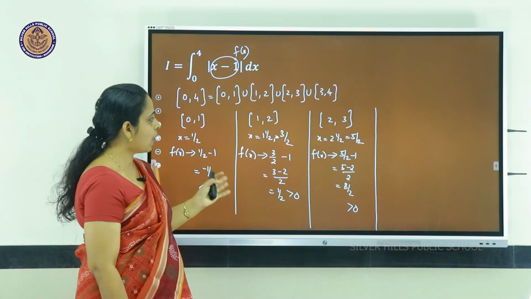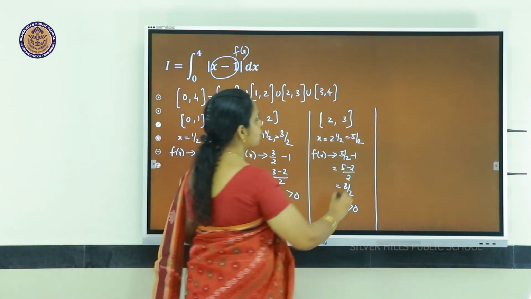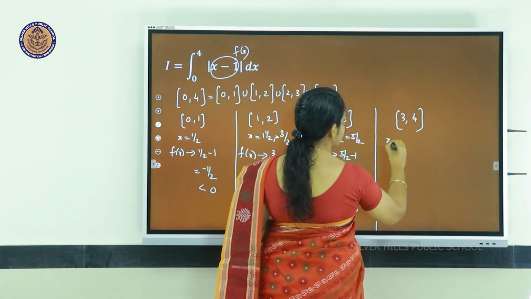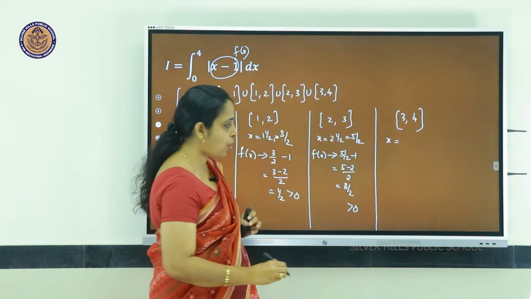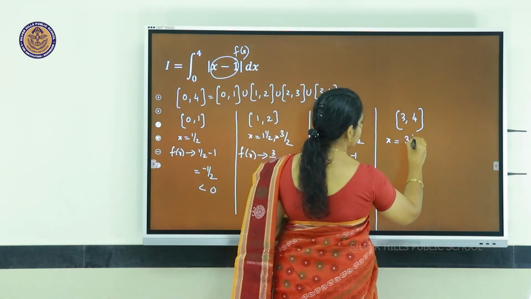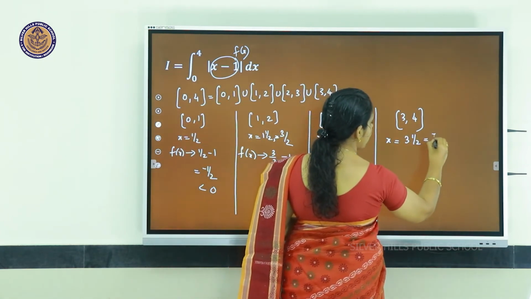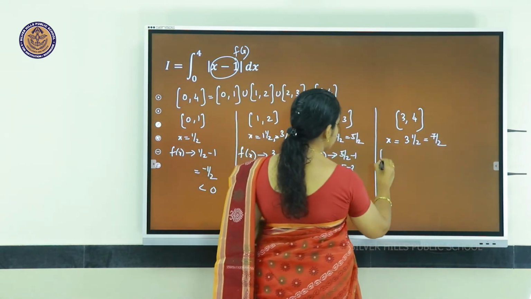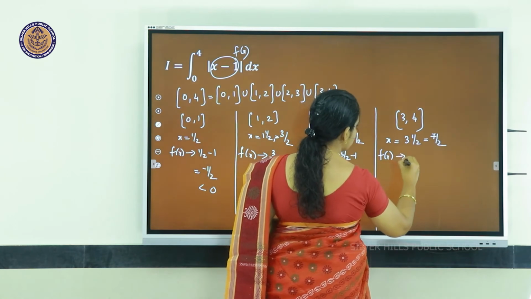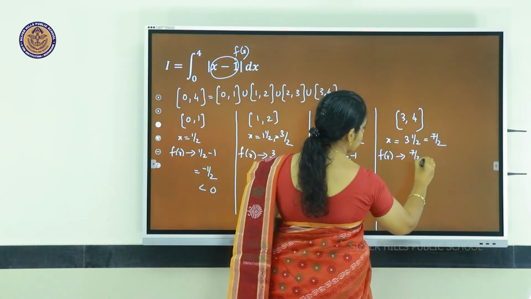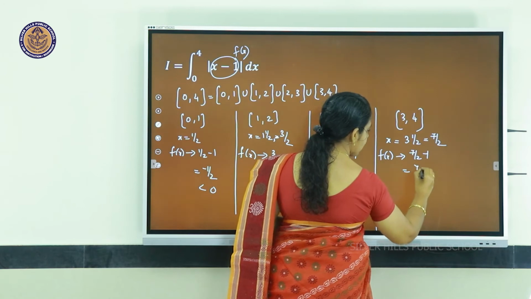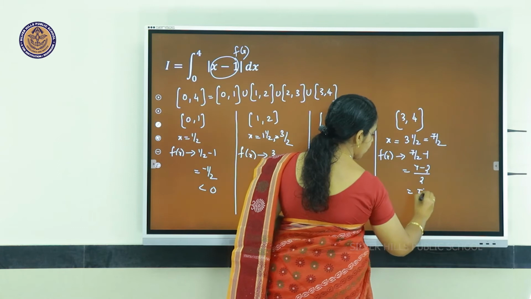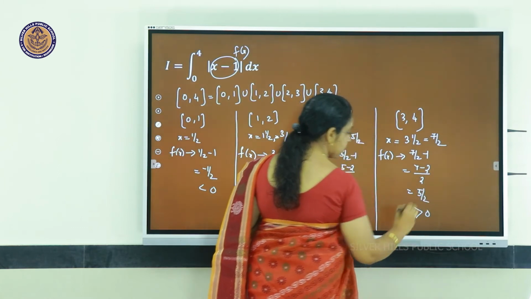Again, now the last interval 3 to 4. Let us give x the value 3.5, equal to 7 by 2. So, let us see, f of x will be changing to 7 by 2 minus 1, 7 minus 2 divided by 2 equal to 5 by 2, positive.